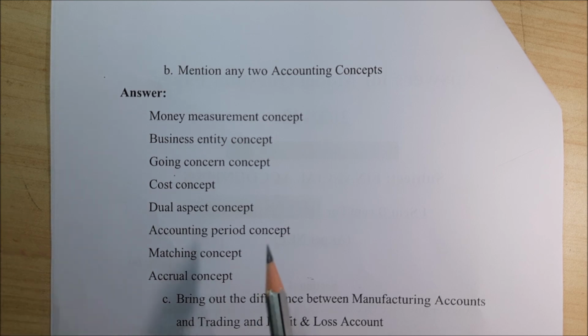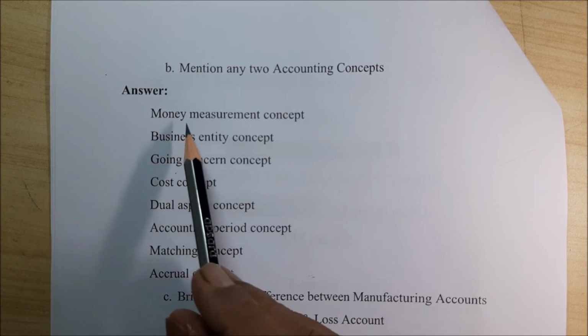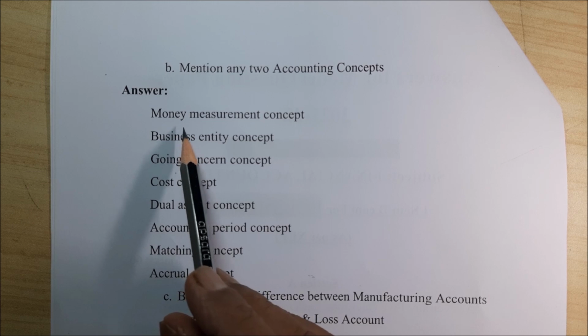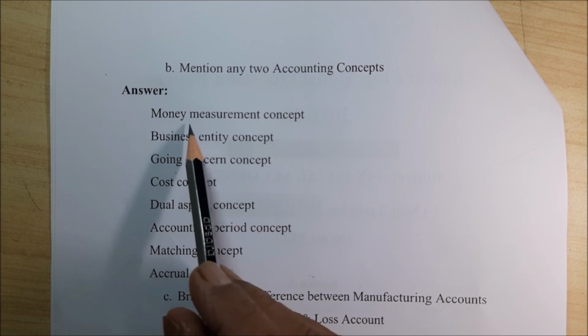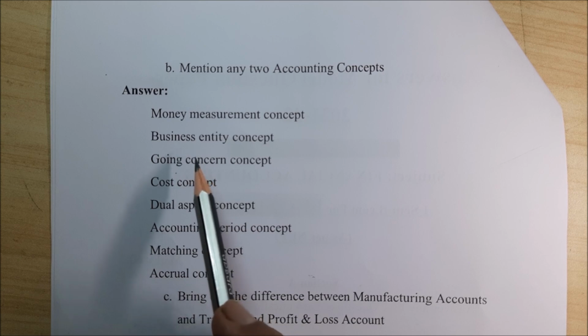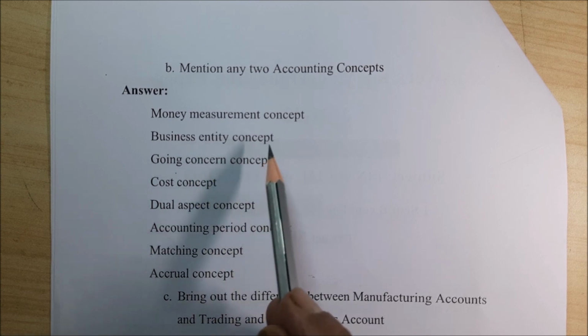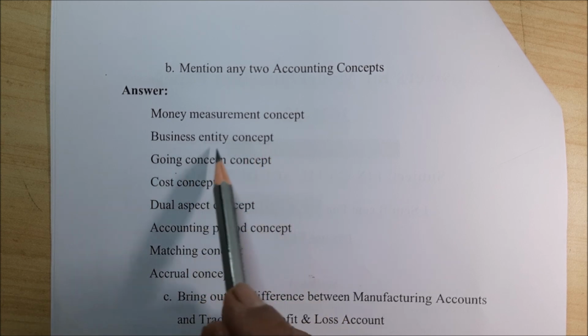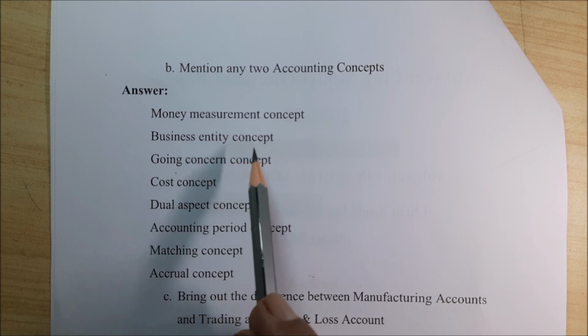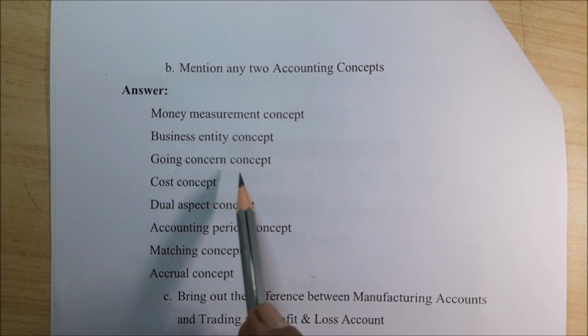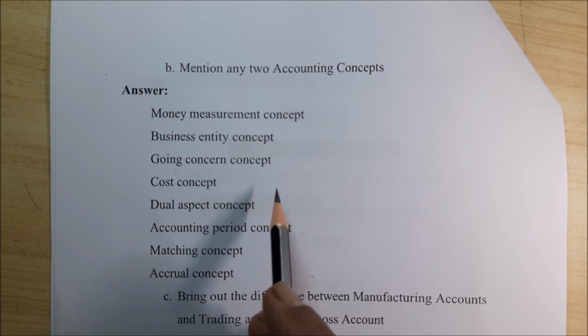Money measurement: whatever transaction you do, there must be money. Without money, there is no transaction. Business entity: you are individually different, and from the business point of view different. So that is called business entity, that means the business has a separate identity. Going concern means the business is continuous. That is called going concern.